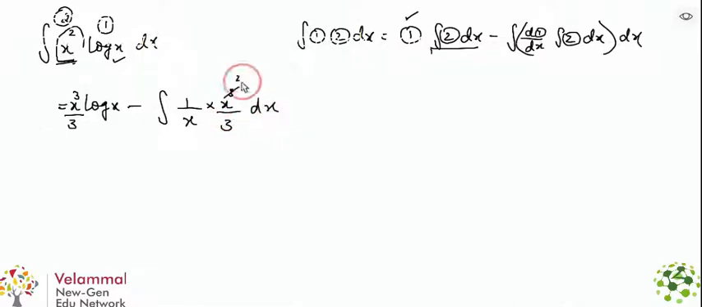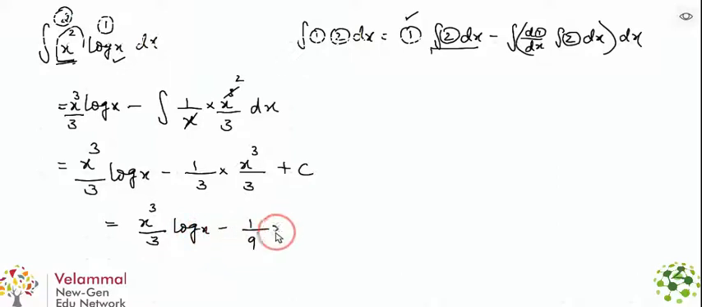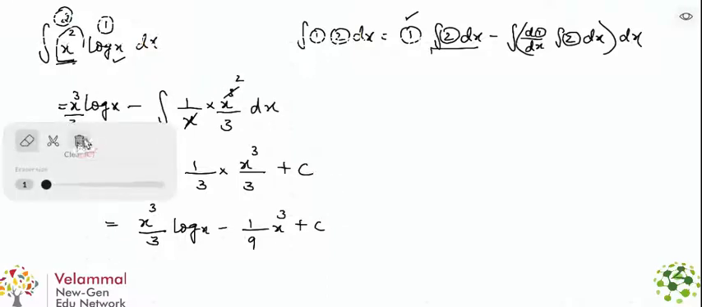x cube and x will cut one time. So this is x cube by 3 log x minus 1 by 3 has nothing to do with integration, and x square integration is again x cube by 3 plus c. So your net answer is x cube by 3 log x minus 1 by 9 x cube plus c. So this is the scenario where you do not know the integration of one of the functions. So we cannot choose, it automatically becomes the first function. Did you get that? Moving on.